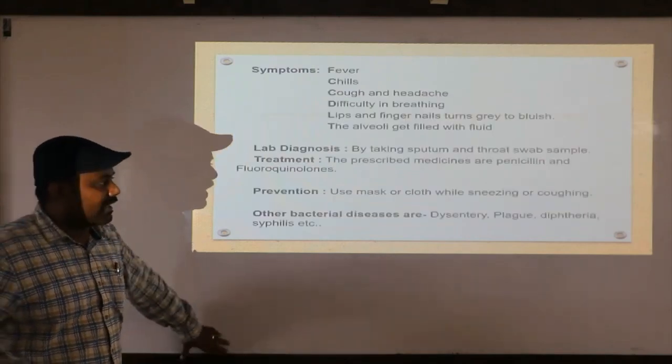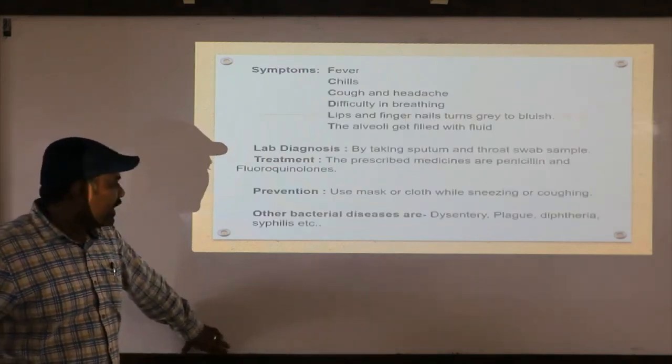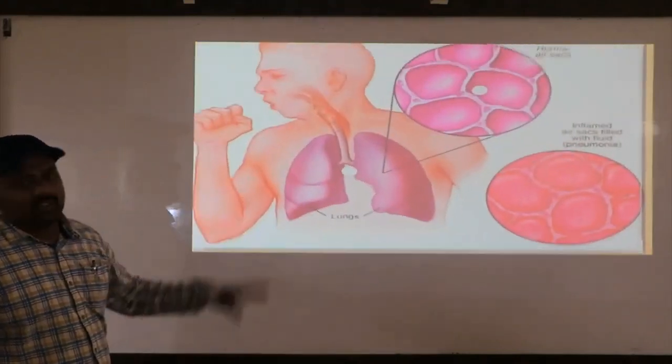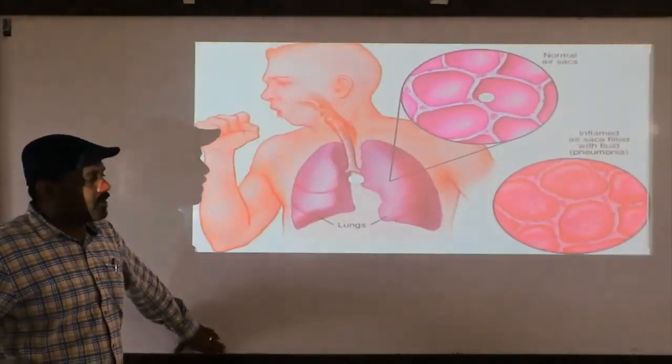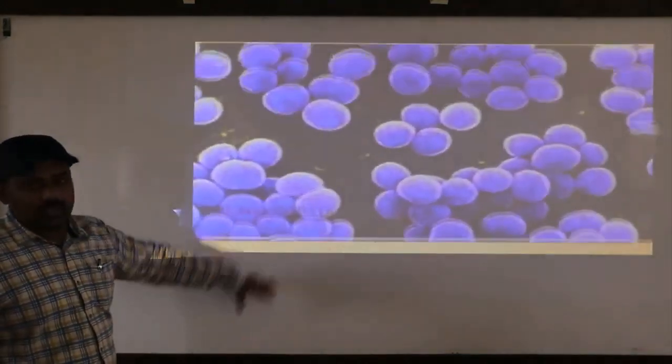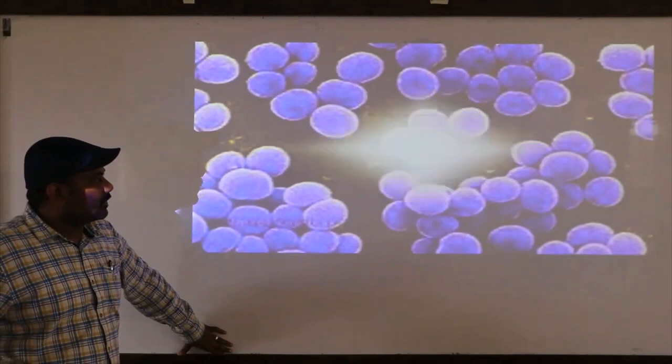bacterial diseases are dysentery, plague, diphtheria, and syphilis. Clear? Next disease, this picture shows the person who is suffering from pneumonia. Then that is the lung case. These are what? Bacterium.